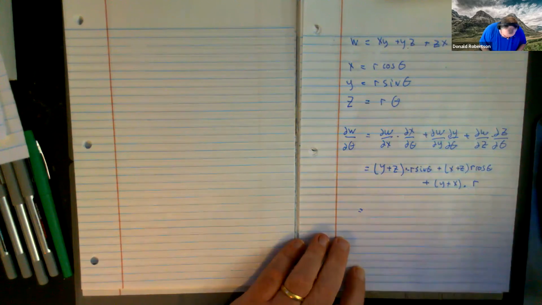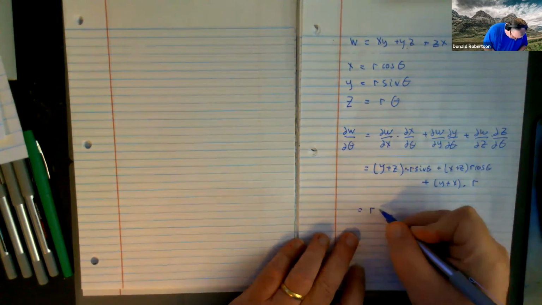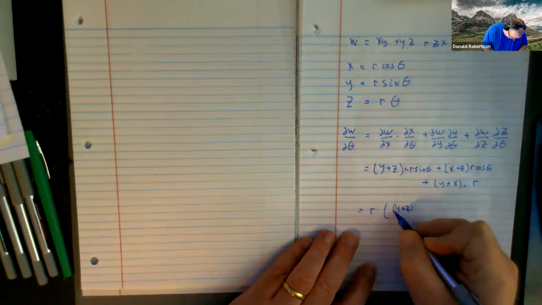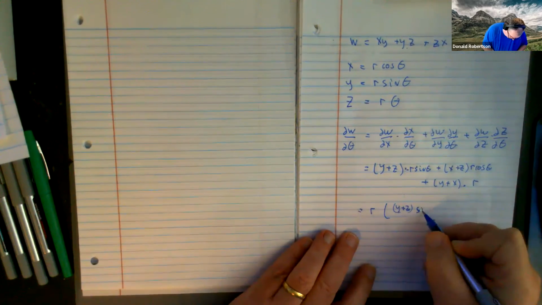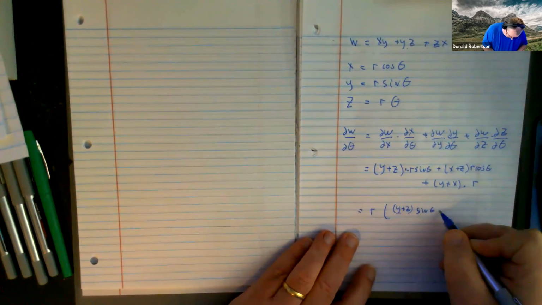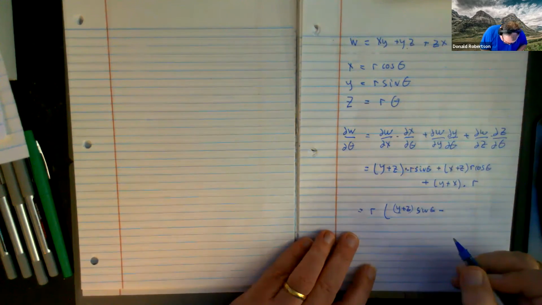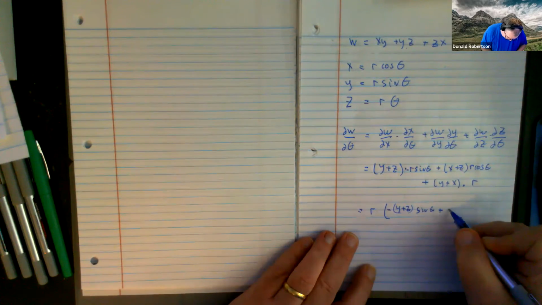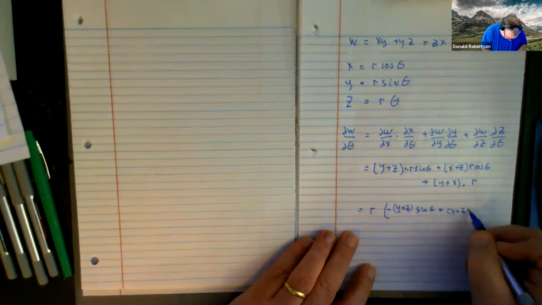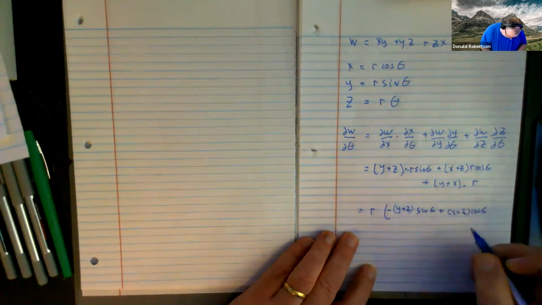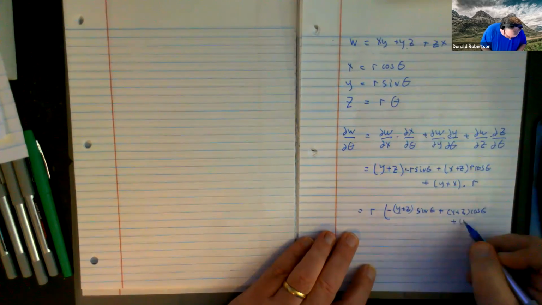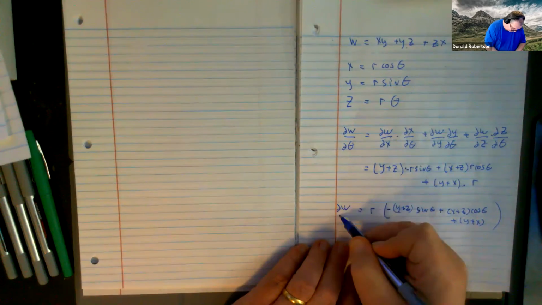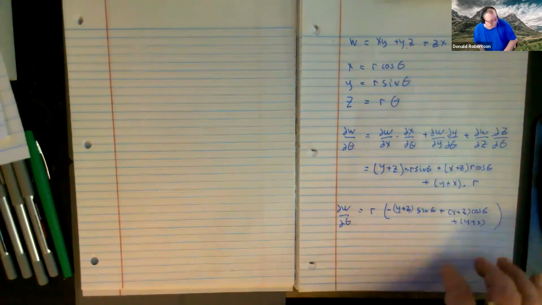I could pull out an r, I guess. Not much else I could do. I could go y plus z sine theta, with a negative in front, plus x plus z cosine theta plus y plus x. Yeah, it's very ugly. I don't think I could make it any prettier.